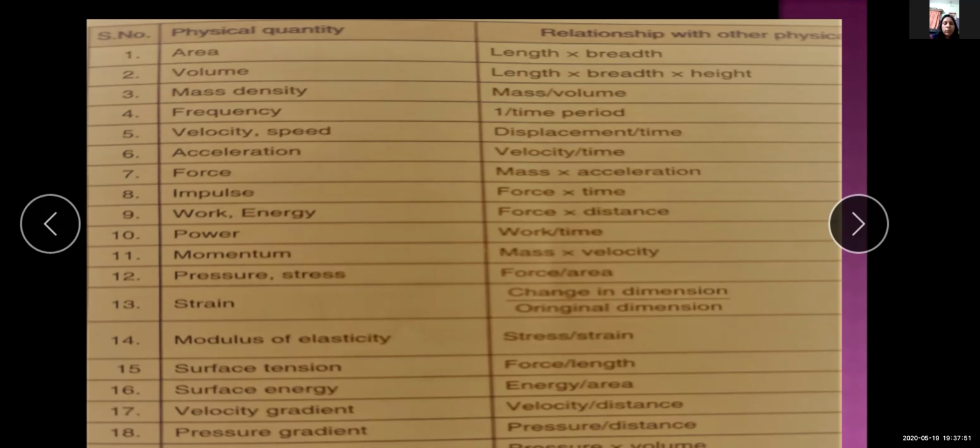Okay, so there was something about significant figures and dimensional analysis. I hope every point is clear to you. Okay, so using these concepts, solve the questions which are given in this video.